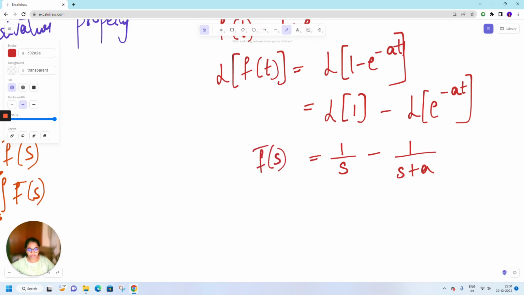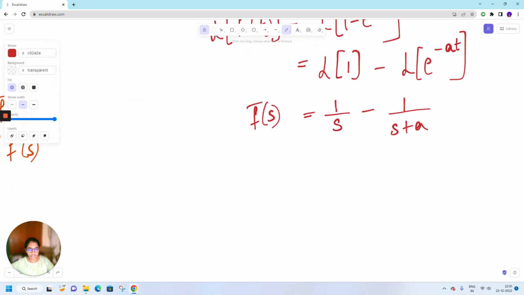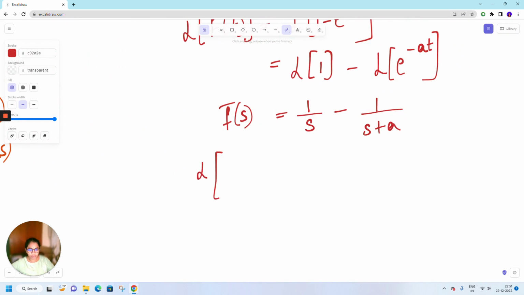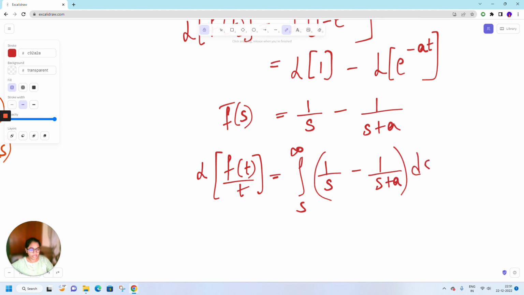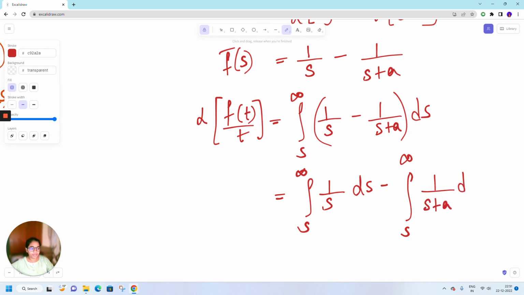What is the formula? The second step is find the Laplace of f of t divided by t. That is, Laplace of f of t divided by t is integrate from s to infinity. What do you integrate? 1 by s minus 1 by s plus a with respect to s. Okay. Now, let me give the integration sign to each term. Integral s to infinity 1 divided by s ds minus integral s to infinity 1 divided by s plus a ds.